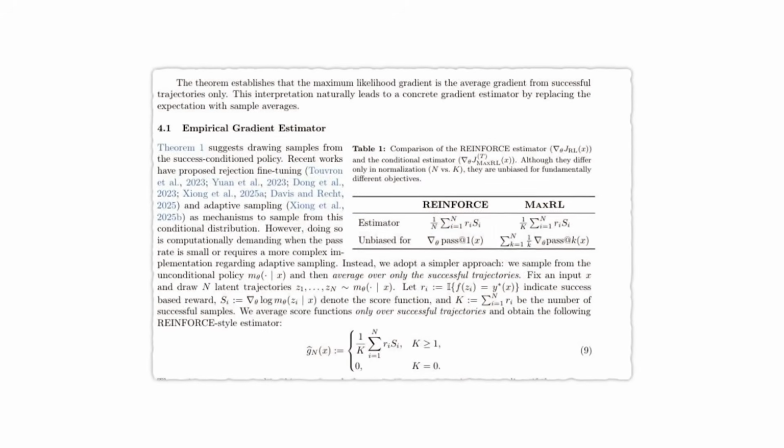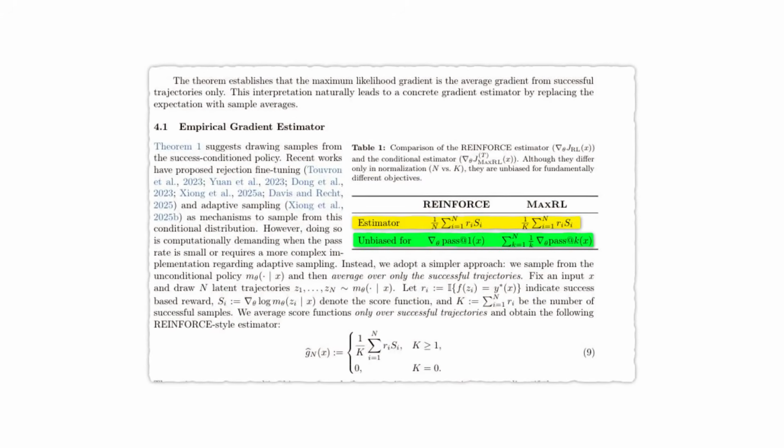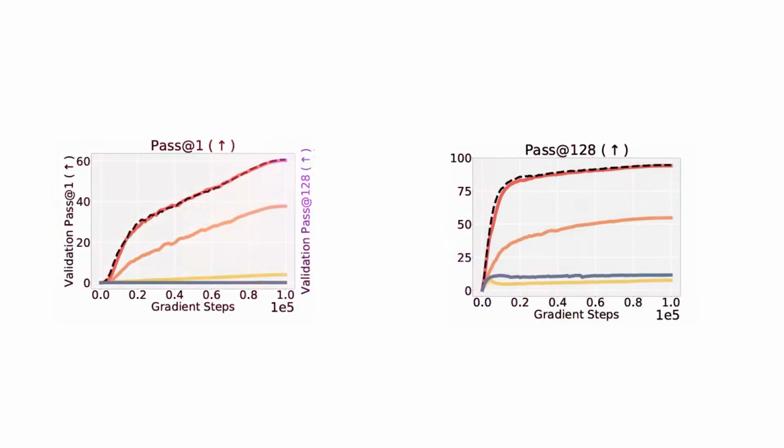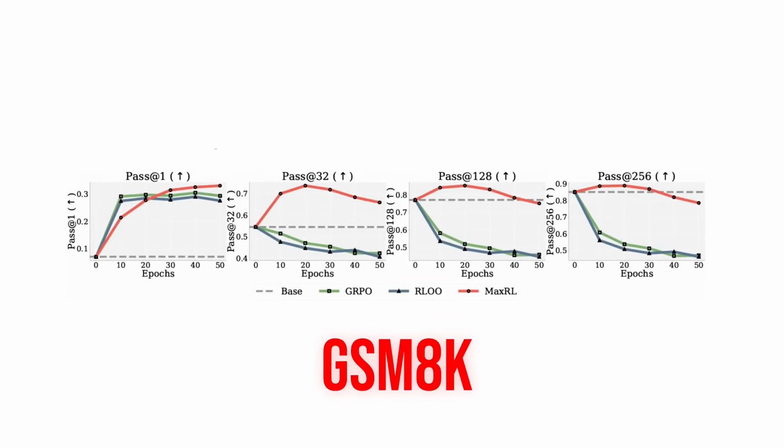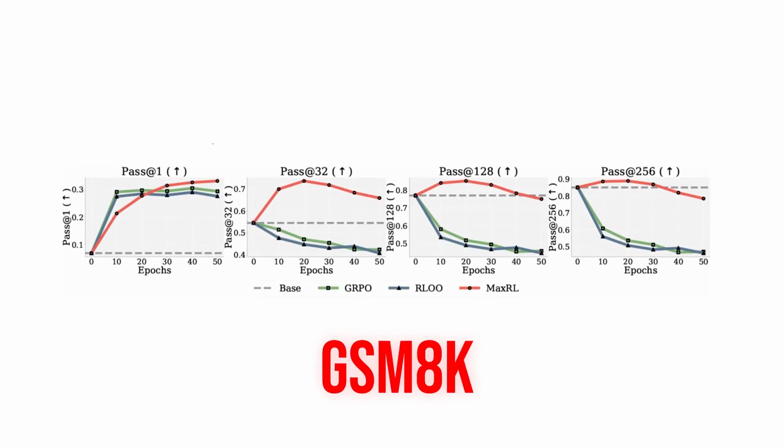What MaxRL shows is that by normalizing by the number of successes k instead of total rollouts n, you end up being unbiased for an objective that converges to the true maximum likelihood as you scale compute. The practical consequences of this are quite significant, because MaxRL Pareto dominates GRPO across multiple settings they tested, like maze, GSM8K, and post-training billion-parameter models on MATH and AIME.